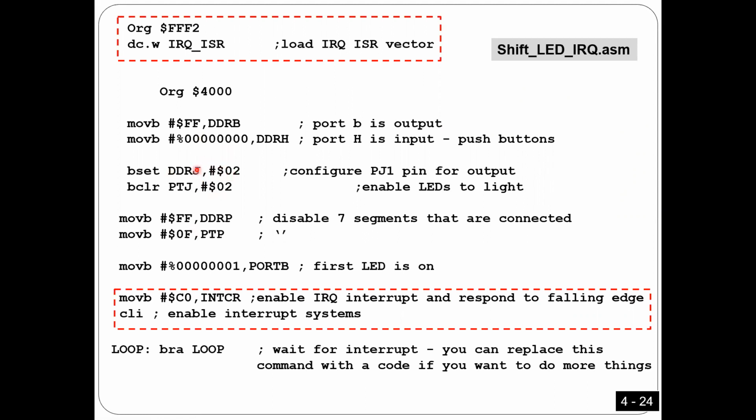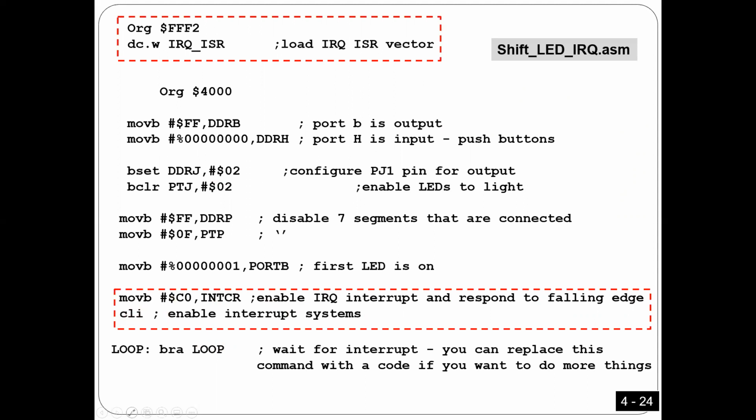Also, make sure you disable the 7 segment and enable the LEDs. Now I put here one for port B in order to turn on the first LED. Also, you have to write these 2 instructions, guys, in order to enable IRQ interrupts, and also I'm asking it to respond to the falling edge. Is that okay? And then you have to enable all interrupts with CLI this way, okay?